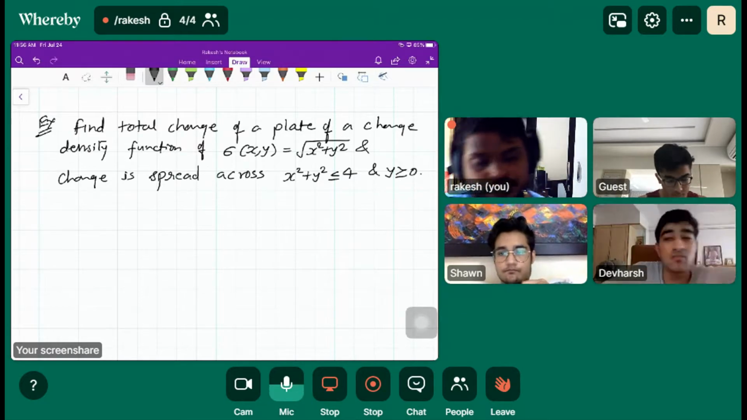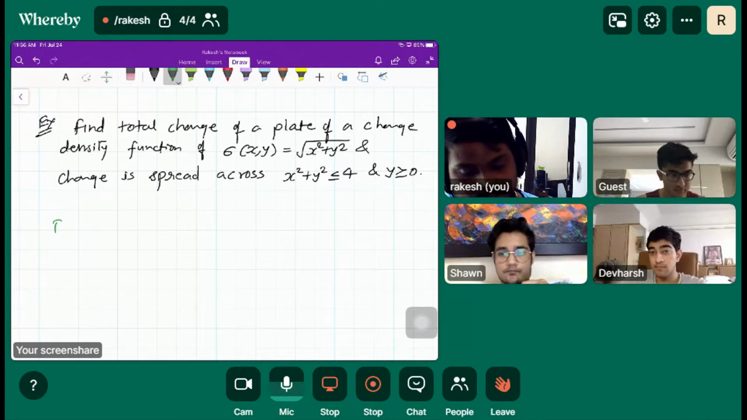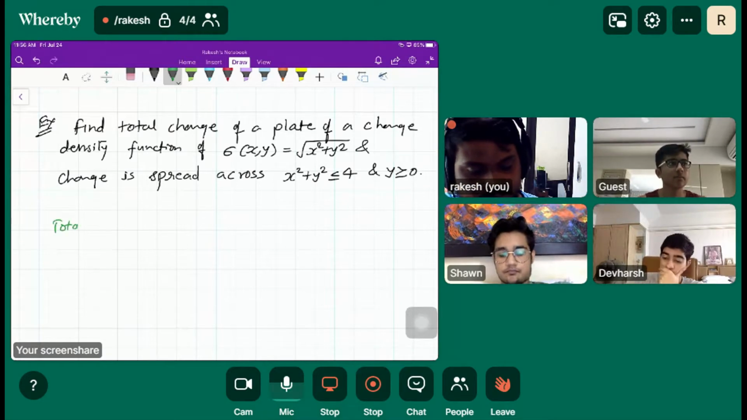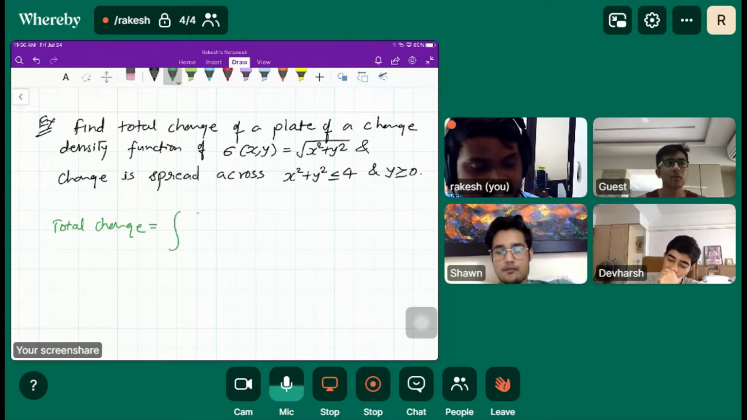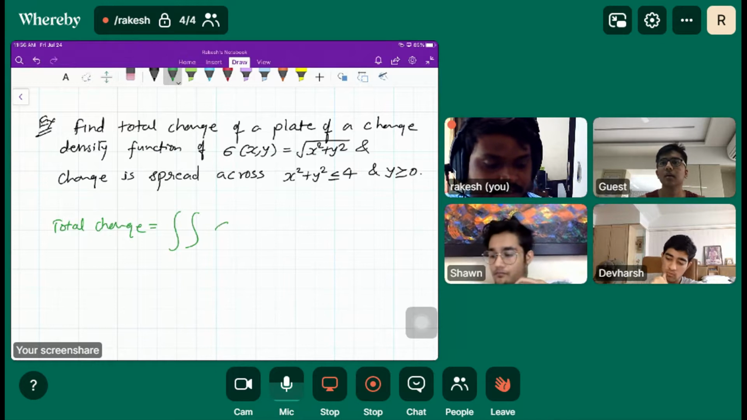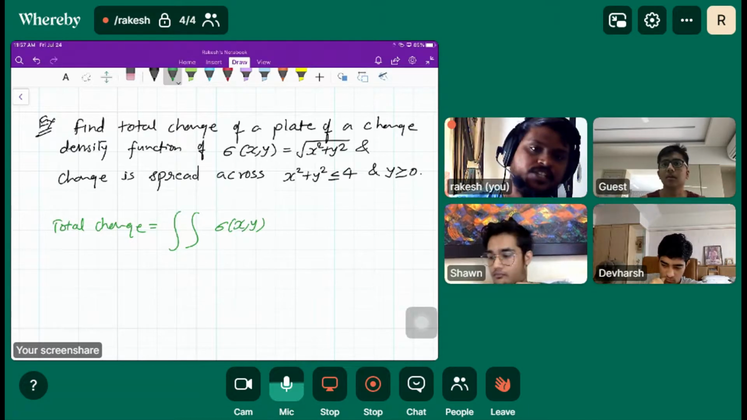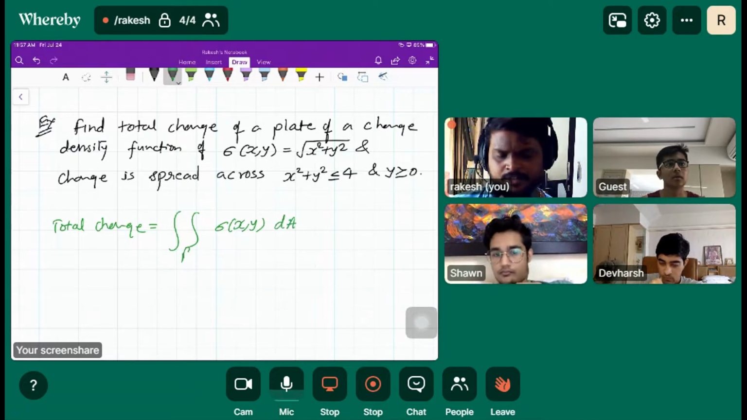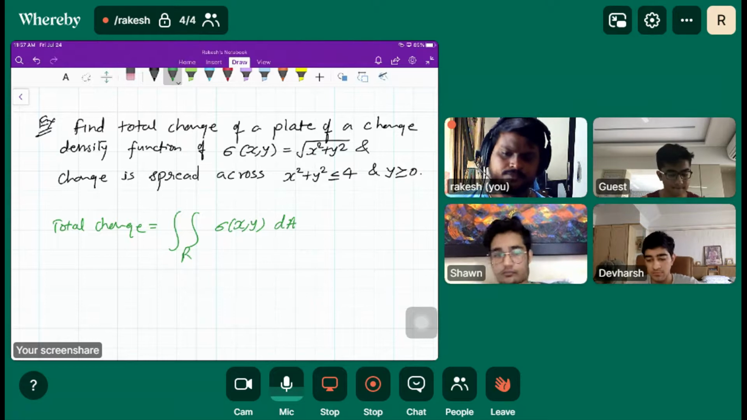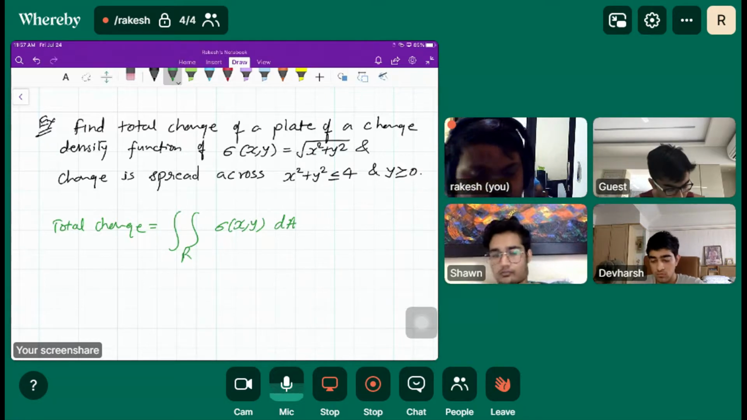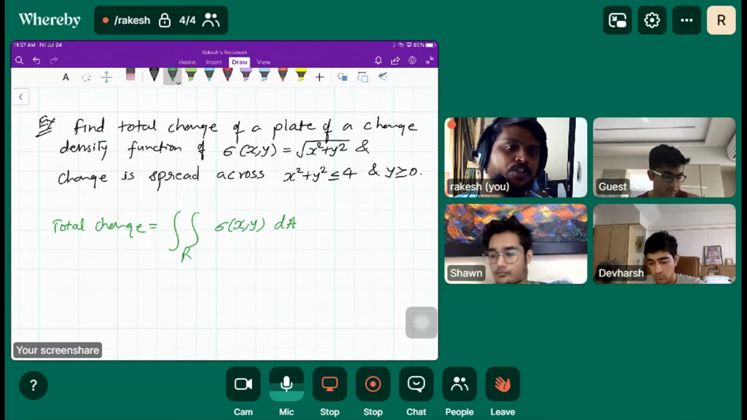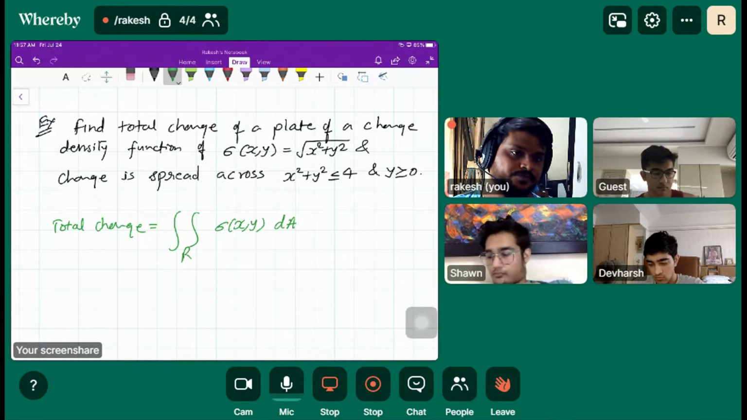Okay, so what does the formula of total charge become in this case? It is the double integration of sigma(x, y) dA, whatever order you take, over the given region. So this is the formula of total charge. Now I want you to set up this integral.